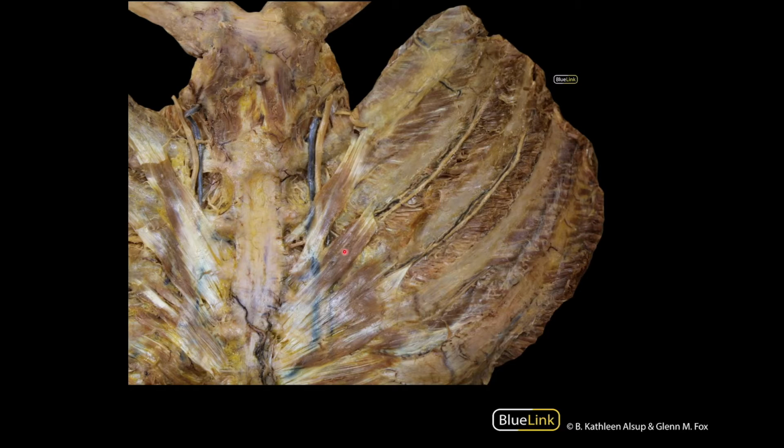The transverse thoracic muscles are right here. They originate at the posterior surface of the sternum and the xiphoid process and insert at the costal cartilages. They draw ribs downward and assist in expiration.